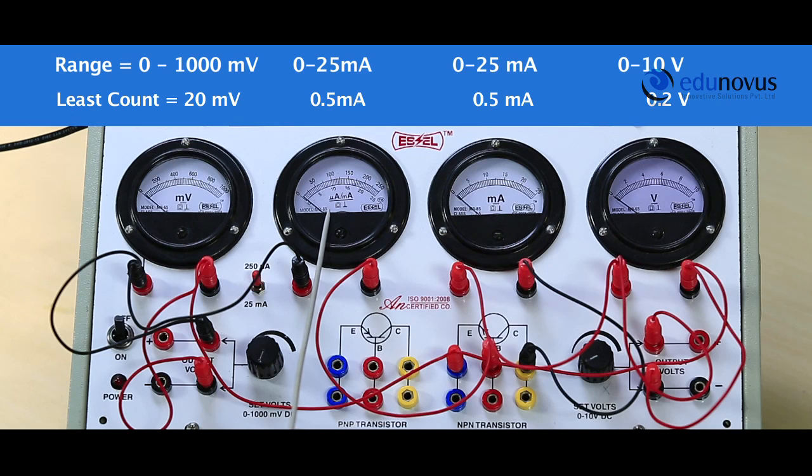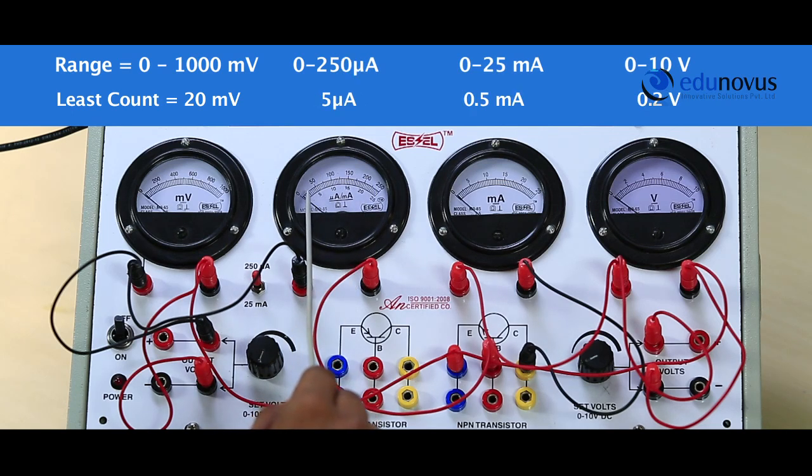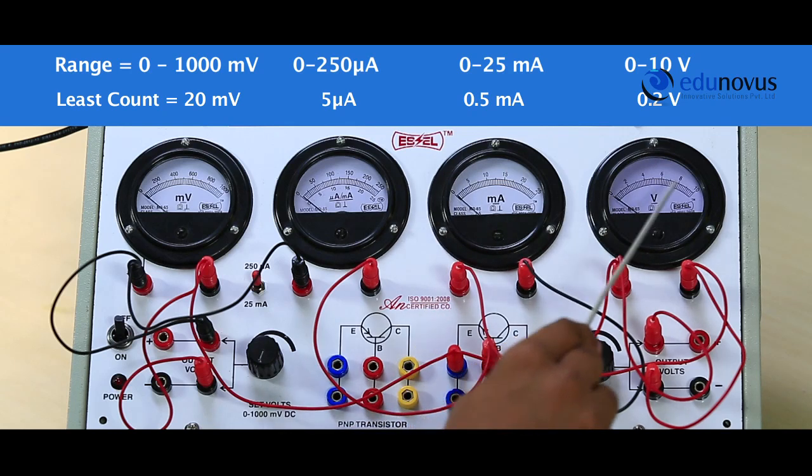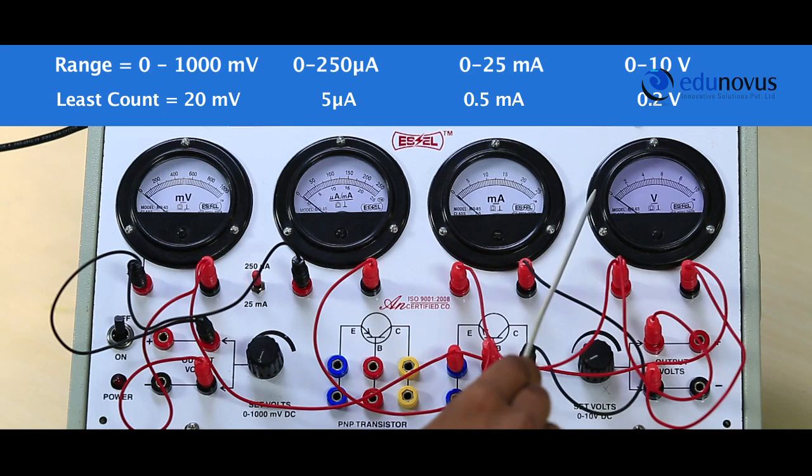Since this ammeter will be used to measure the base current, which will be in microamperes, this toggle switch is set at 250 microamperes, and so the range will be 250 microamperes and least count will be 50 divided by 10 divisions, which is 5 microamperes. The range of this ammeter is 25 milliamperes and its least count is 5 milliamperes divided by 10 divisions, which is 0.5 milliamperes. The range of this voltmeter is 10 volts and its least count is 2 volts divided by 10 divisions, which is 0.2 volts.